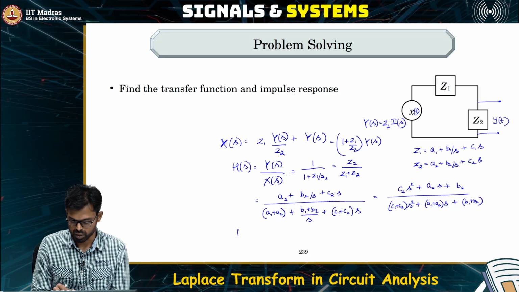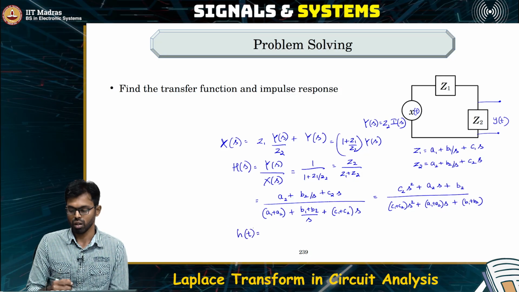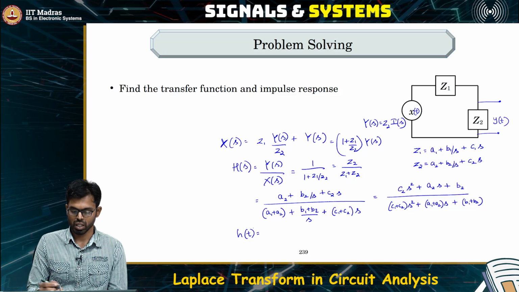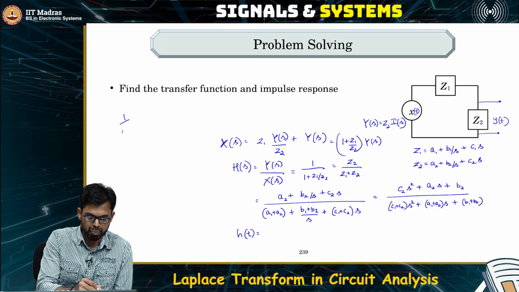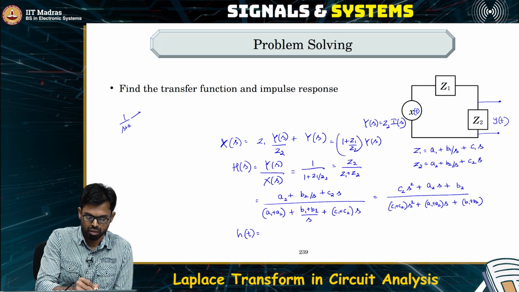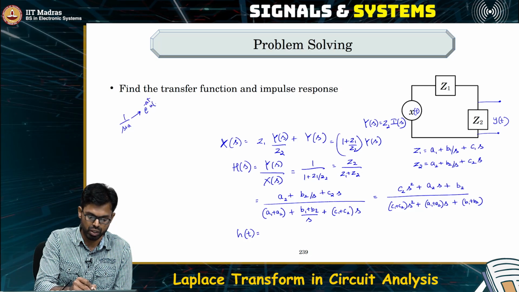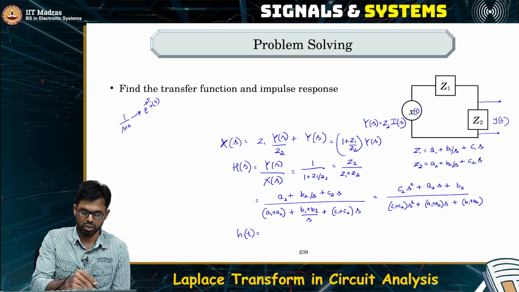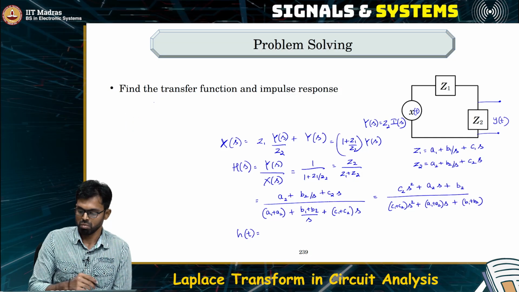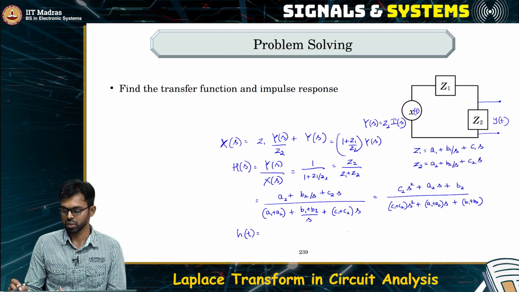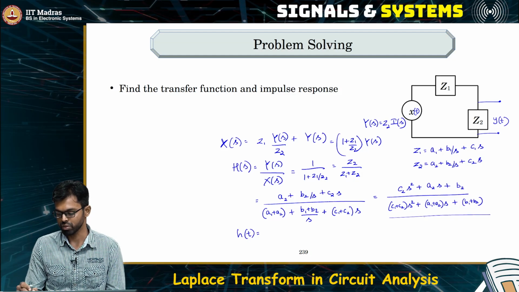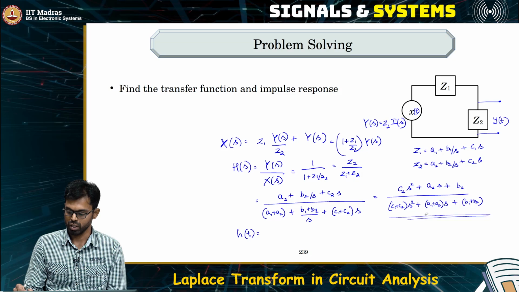So, the impulse response h of t, how do we find the impulse response? Once again, use the relationship that 1 by S plus A has an inverse Laplace transform e power minus a t u of t. So, this is a relationship that we are going to use. In this case, we found the most generic form of the transfer function. Now, let's take an example.